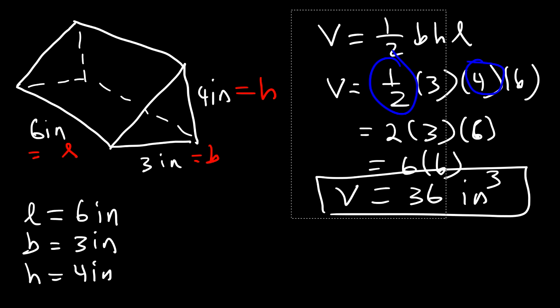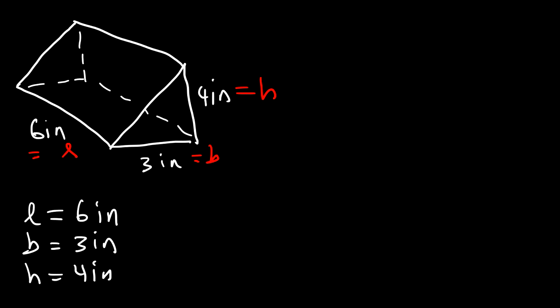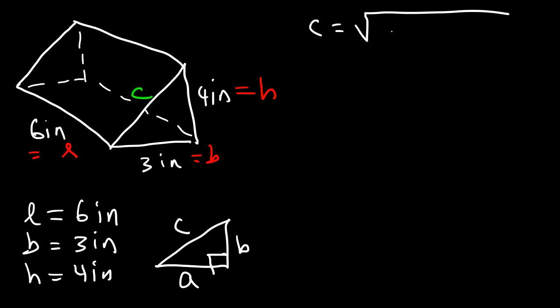Now let's find the surface area of this object. So the first thing you want to do is find the length of the hypotenuse, which we'll call C. If you recall, whenever you have a right triangle, you can use the Pythagorean theorem to find the hypotenuse. So C is equal to the square root of a squared plus b squared. Or you could say that c squared is a squared plus b squared.